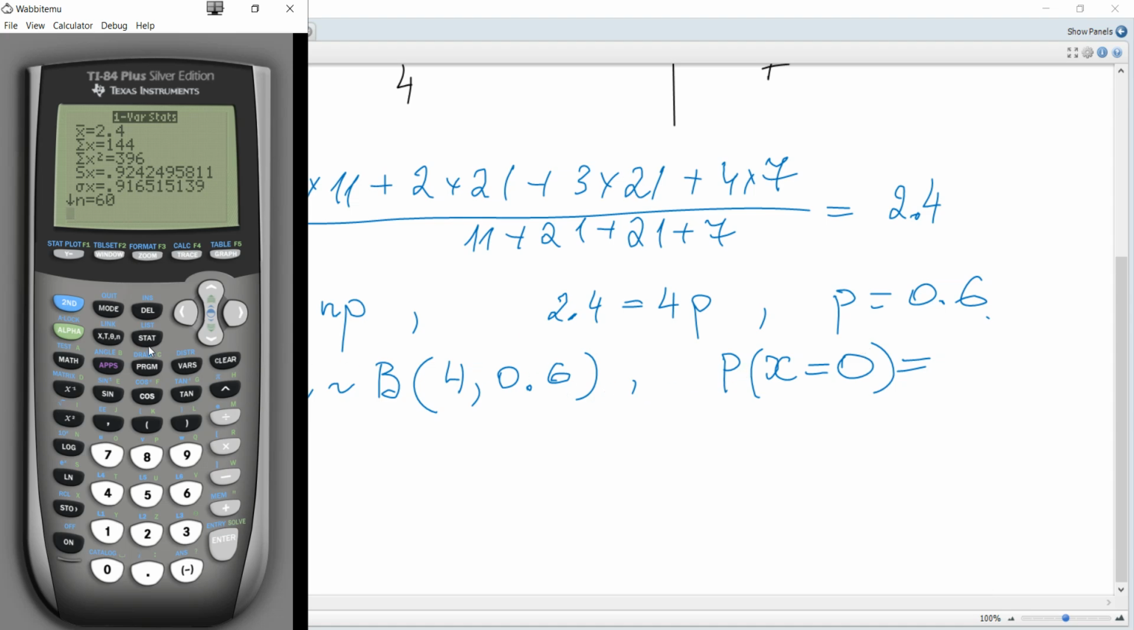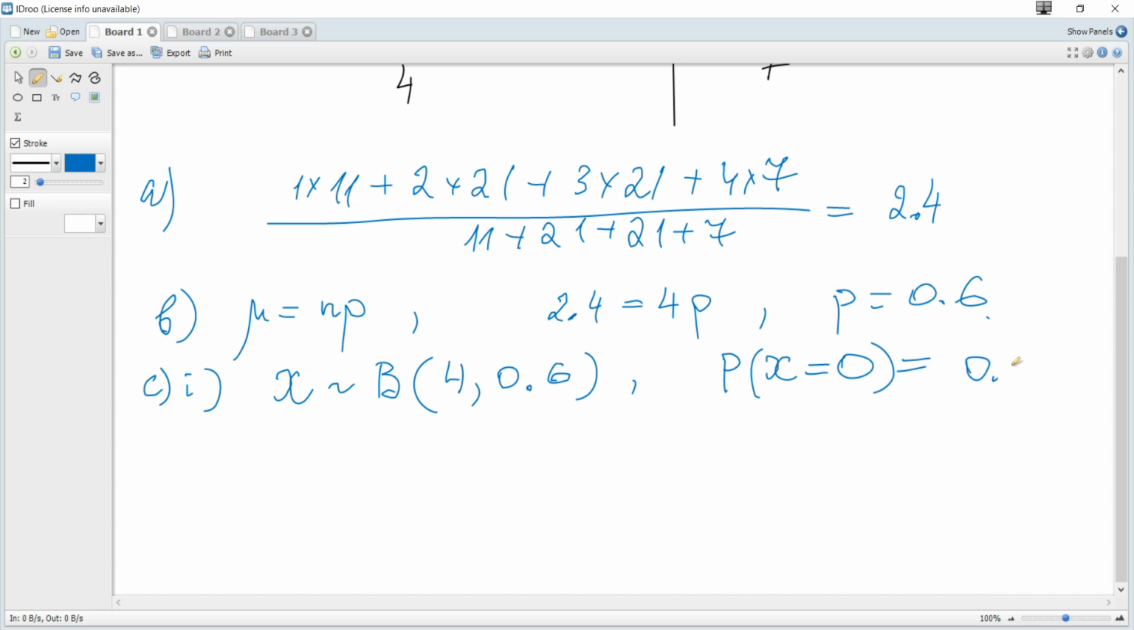it's binomial PDF. When you need less than or equal, it's binomial CDF. So distributions, and binomial PDF, trials n is 4, probability 0.6, x is 0, and you get the result.